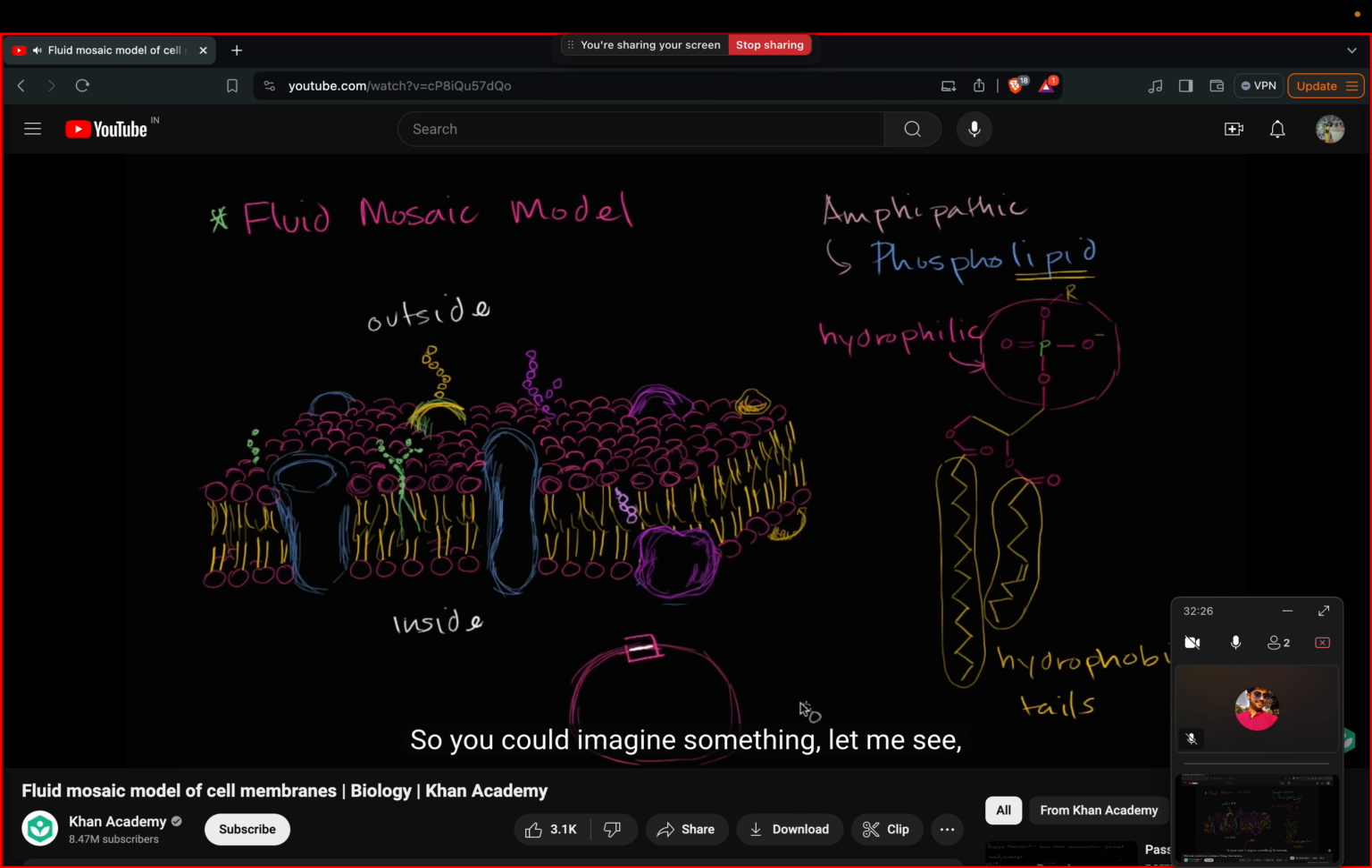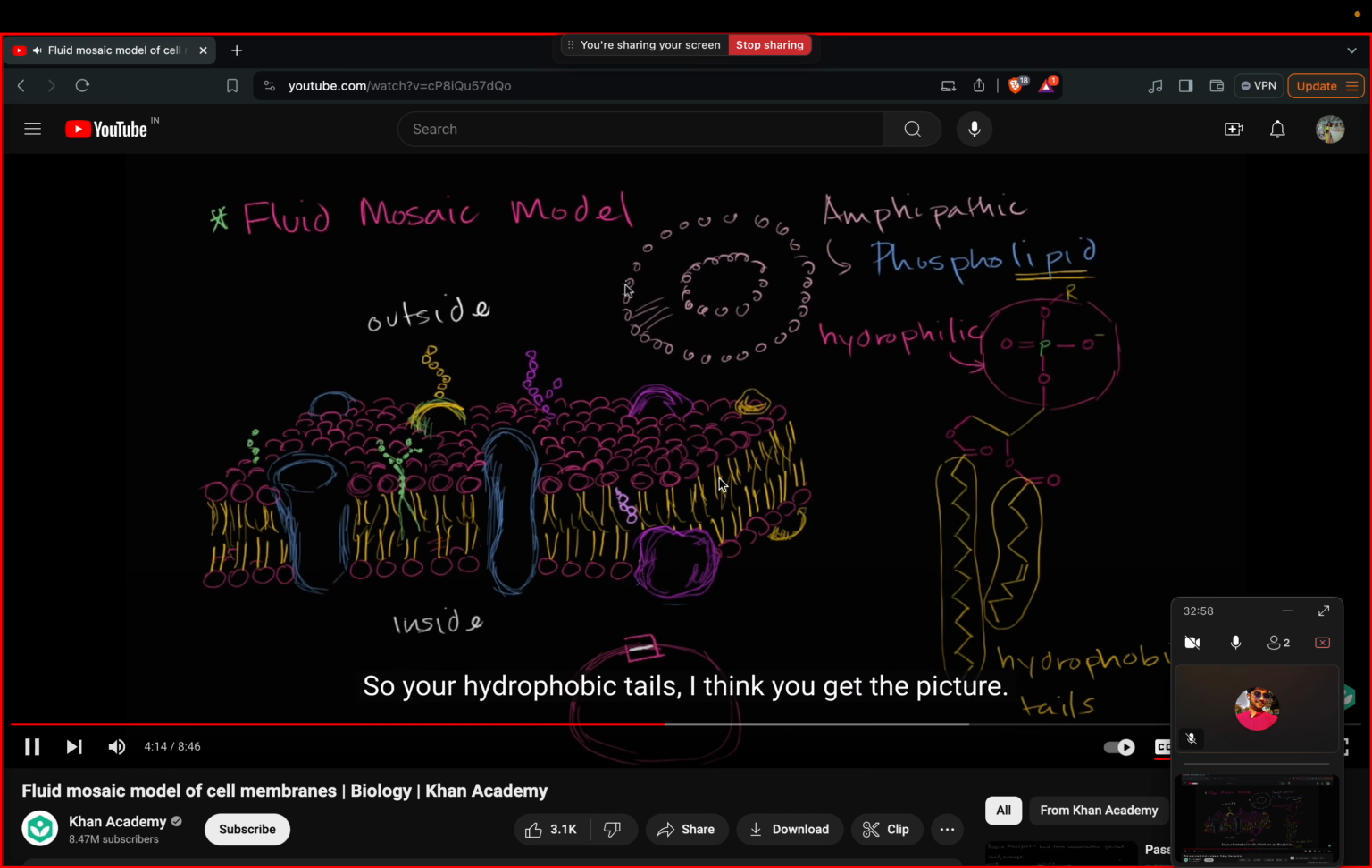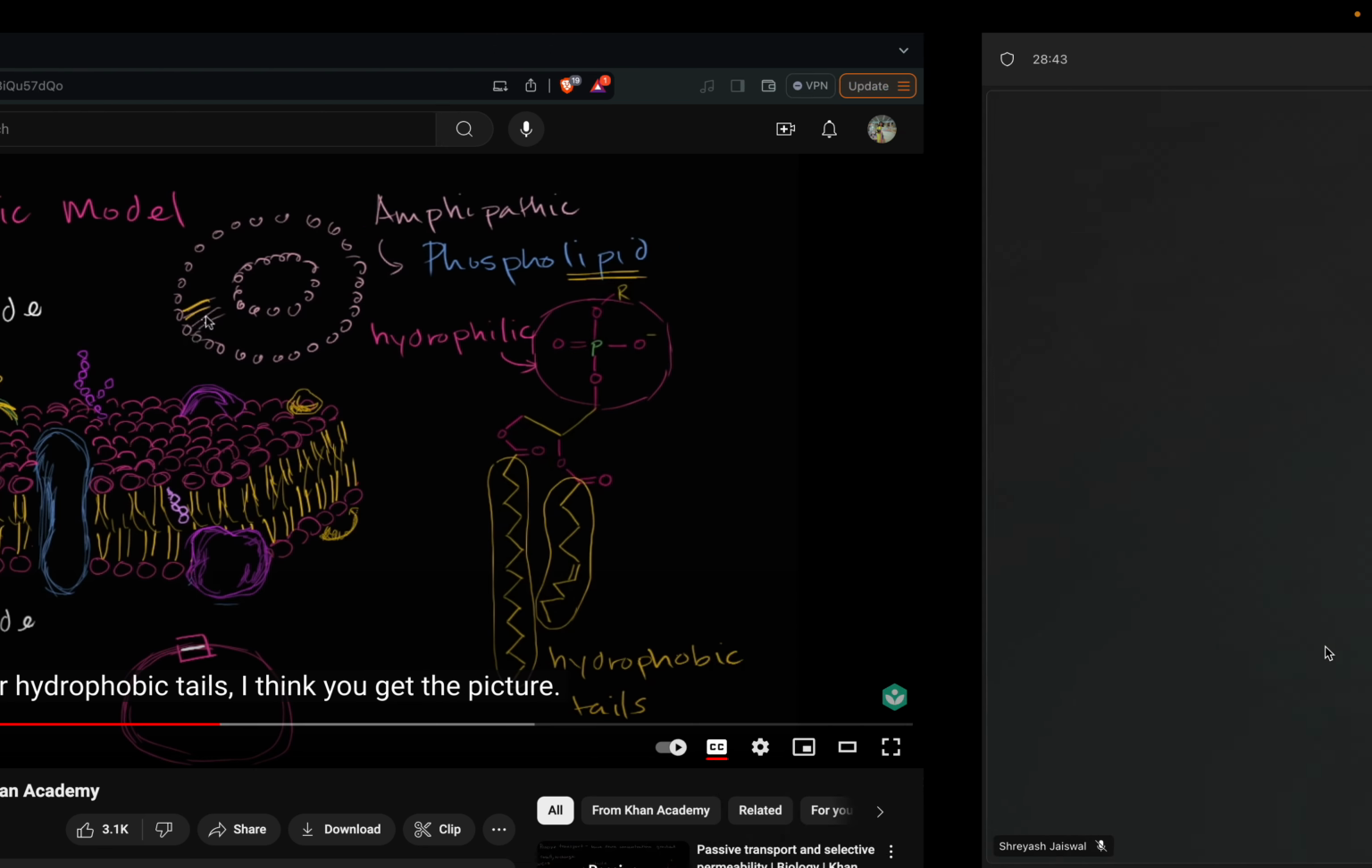So you can imagine something. Let me see if I could draw a cross section relatively neatly. I think I'll draw half of it. Hopefully you get the idea. So that would be one layer of the phosphate heads facing the outside. This is the inner layer, and I'm doing a cross section right over here. And then you have your hydrophobic tails. Let me do that in a different color.